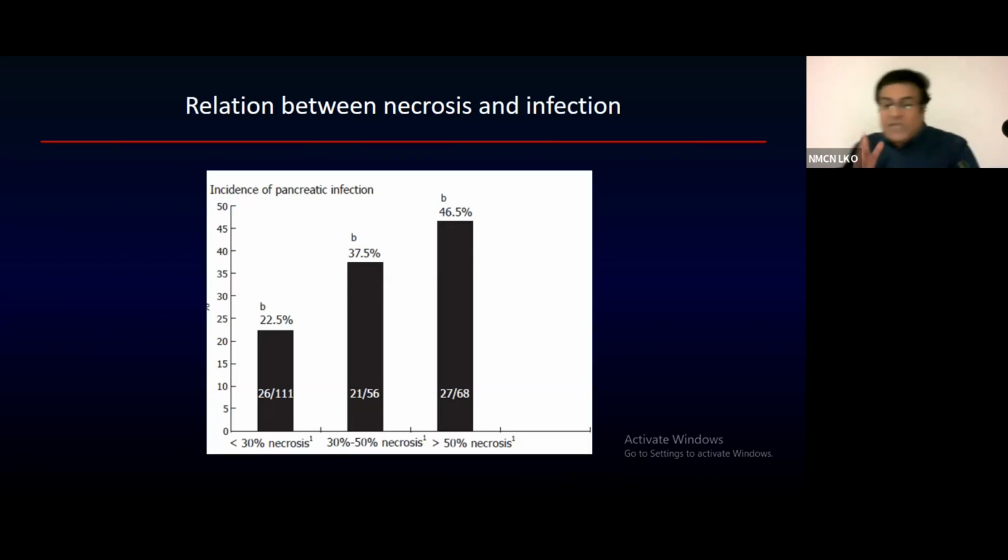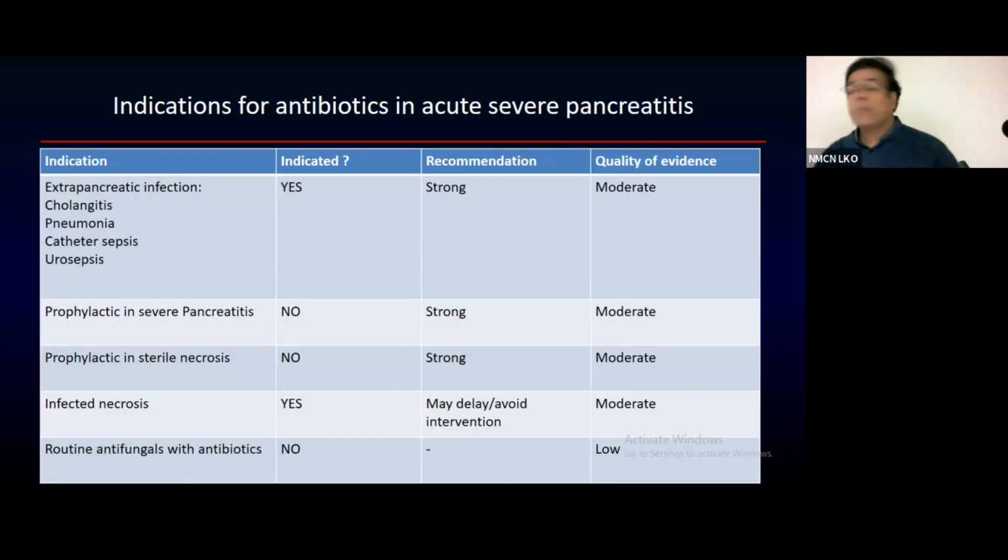So what happens as the extent of necrosis increases, the chances of pancreatic infection increase significantly. So if you see less than 30% necrosis, the risk of pancreatic infection is around 22%. However, if you have more than 50% necrosis, the chance of infection is 46.5%. So very high if the necrosis increases.